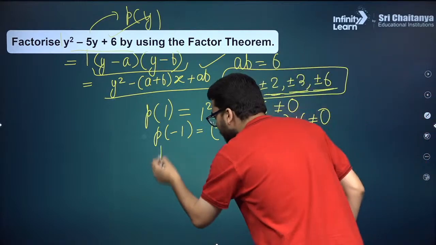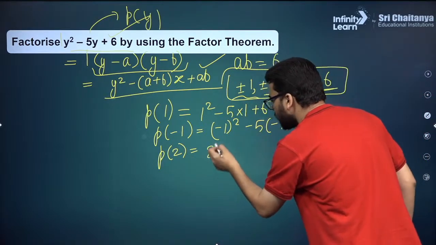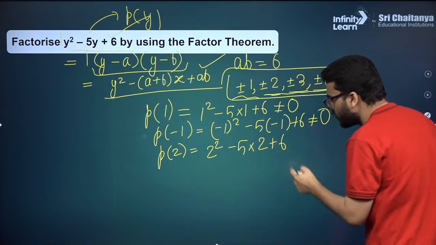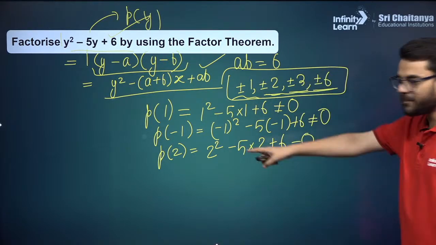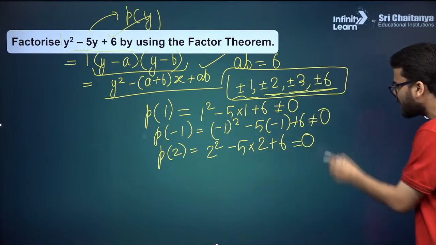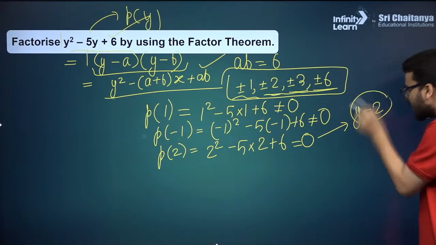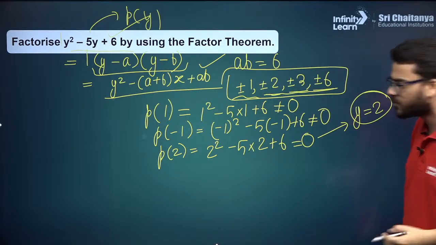So can I find p of 2 over here? What is p of 2? In the polynomial, just put y is equal to 2. So minus 5 into 2 plus 6. Yeah, this will be equal to 0. 6 plus 4 is 10, minus 10, that is 0. So you see, p of 2 is coming out to be 0. What does it mean? It means that y is equal to 2 is a zero of this polynomial. You got it? Y is equal to 2 is a zero of this polynomial.